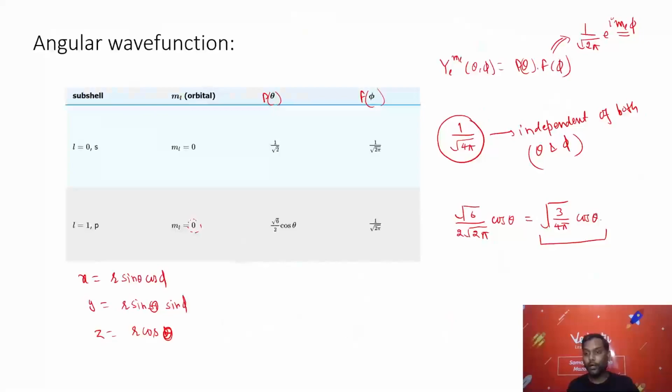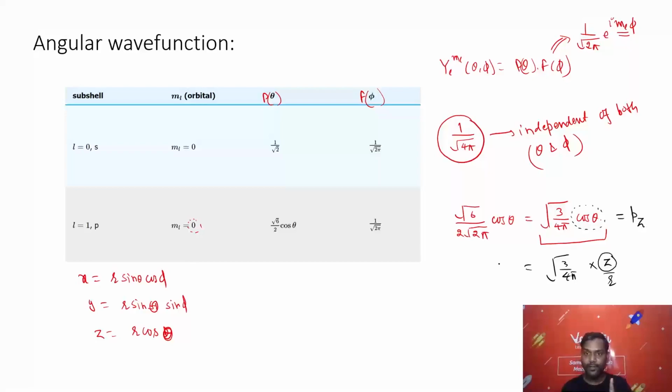Now, the cos theta term can be replaced with the help of z is equal to r cos theta. So from this, I can write root of 3 by 4 pi cos theta as z by r. Now because it is a p orbital, in the complete wave function there will be an r term. So that r will be cancelled with this r. So you're left with only one variable, that is z, which means this is representing the pz orbital.